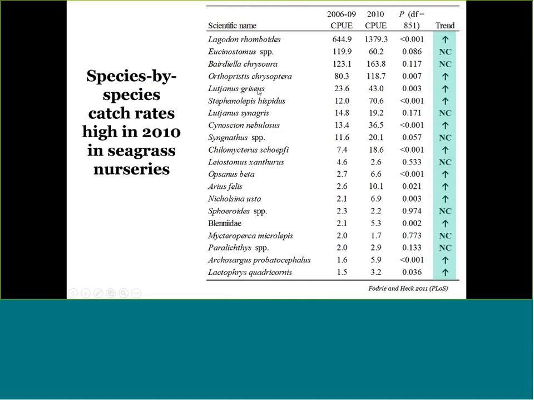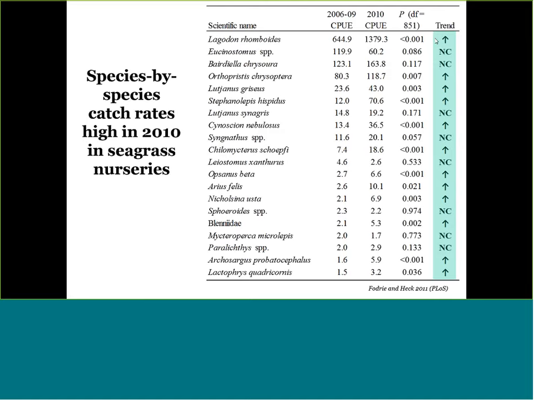Lutjanids are the snappers. There's catfishes. There's a toadfish, Opsanus. There's blennies. There's groupers. There's flounders. Lots of different types of fishes. And on the far right, what you see is the trend in the catches. Did the trend go up after the spill, down after the spill, or was there no change?